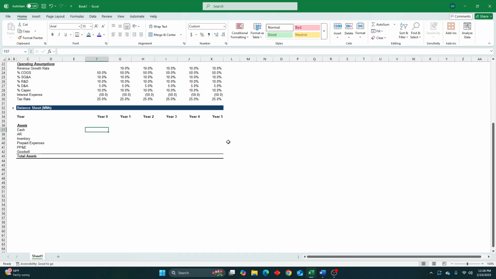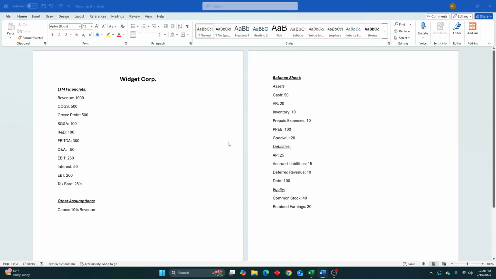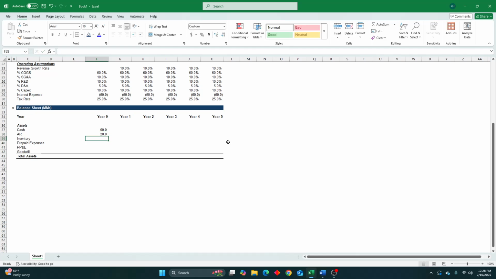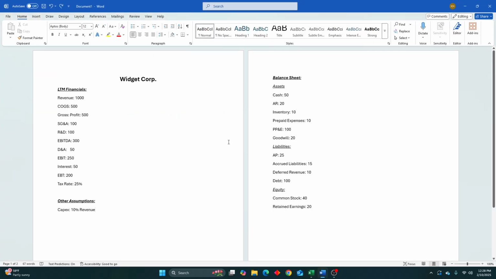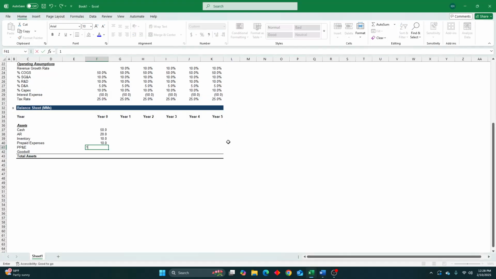But now we can get started on year 0. So our cash is going to be 50 with AR of 20. Then we have 10 in inventory and 10 in prepaid expenses, 100 in PP&E, and 20 goodwill. 120, meaning our total asset balance for year 1 is going to be 210.